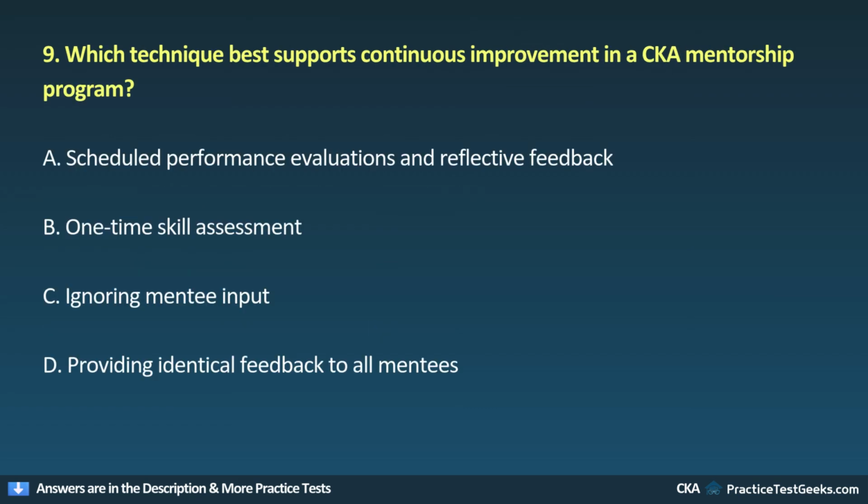9. Which technique best supports continuous improvement in a CKA mentorship program? A. Scheduled performance evaluations and reflective feedback. B. One-time skill assessment. C. Ignoring mentee input. D. Providing identical feedback to all mentees.